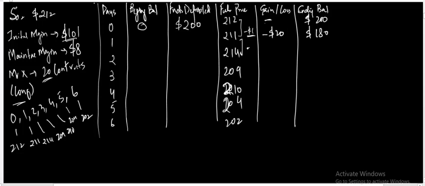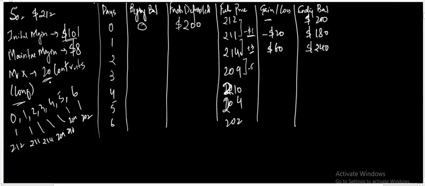Now the price has risen over here. There is an increase of $3. He has bought 20 contracts, which means he is gaining $60, which will be deposited into his margin account, and he will be having $240 in his account.